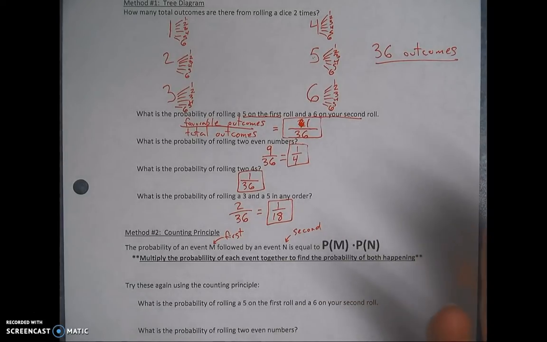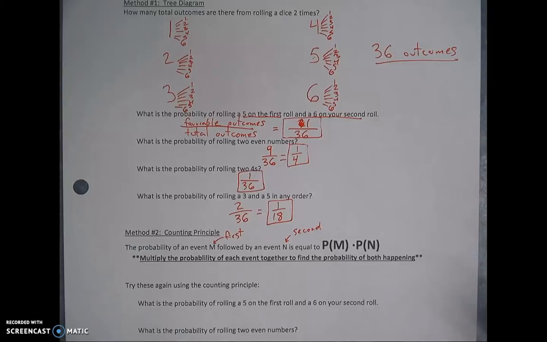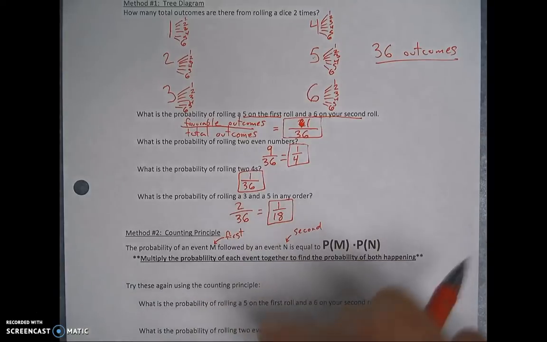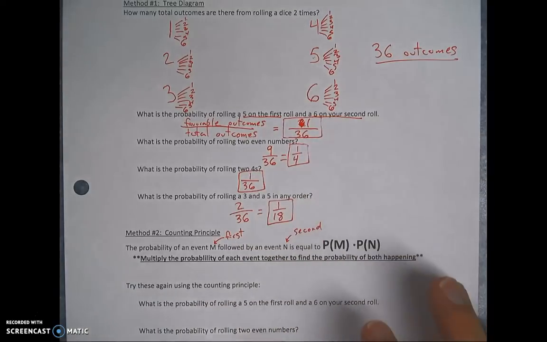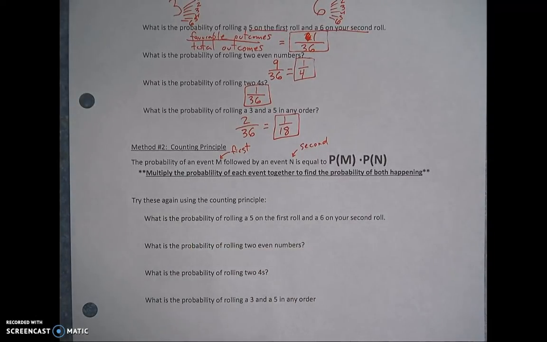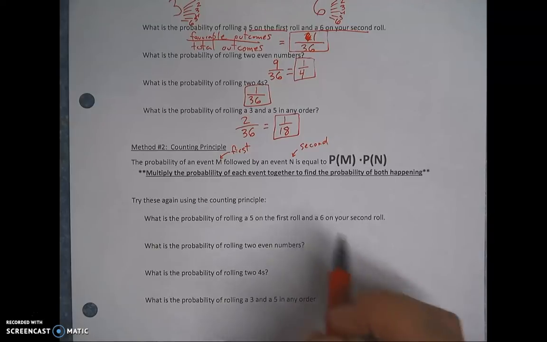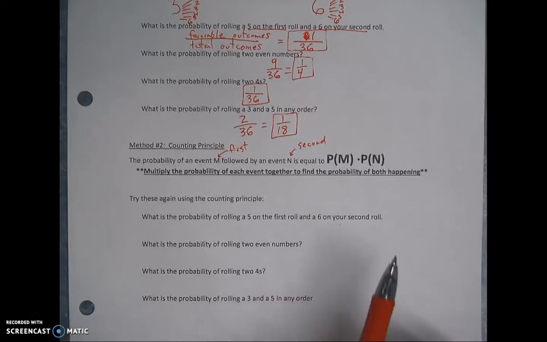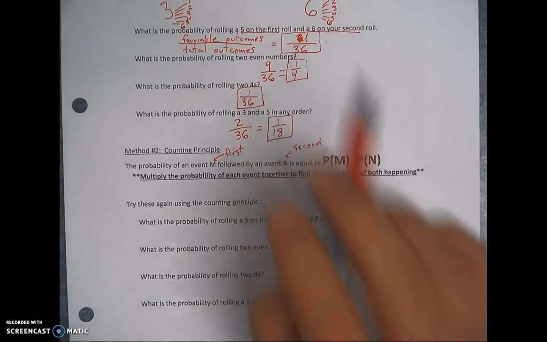So you're just going to look at the 2 events, find the probability of each one on their own, and then multiply. So that's what it says right here. Multiply the probability of each event together to find the probability of both happening back to back. So we're going to go through the same questions, but use this principle, and then, of course, we're going to get the same answers. So what's the probability of rolling a 5 on your first roll and a 6 on your second? So you're going to treat these as individual events, and then we're just going to multiply the probability of each event together, and we should get the same answer that we got for the tree diagram.